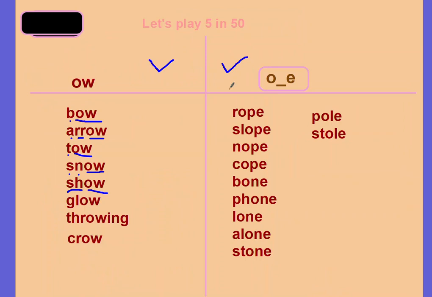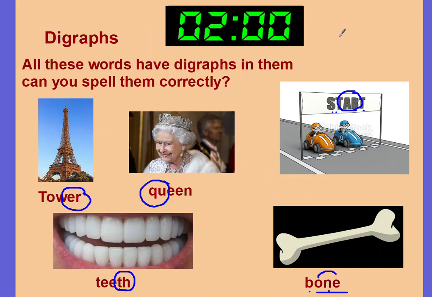We could have had any of these words, okay, any of those words have the split digraph O in them. So well done to you if you got any of those correct. You can now give yourself one tick if you got all of the original words correct, so tower, queen, start, teeth and bone, and give yourself another tick if you got the alternative words correct. If you're unsure of any of your spellings, please go and tell your teacher to have a look at them and check if you spelled them correctly.